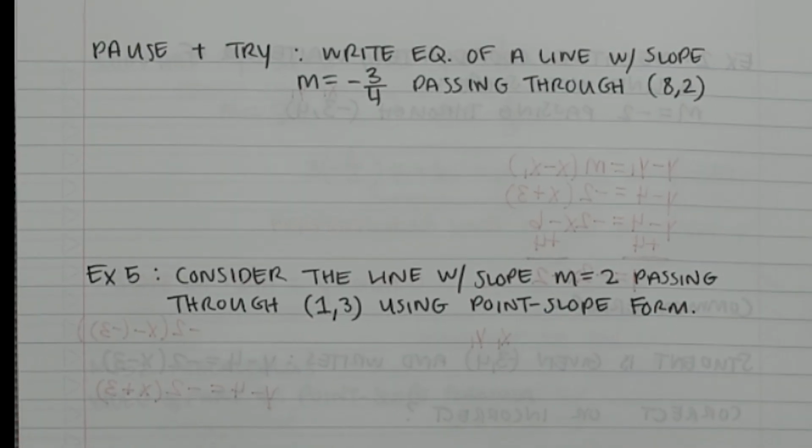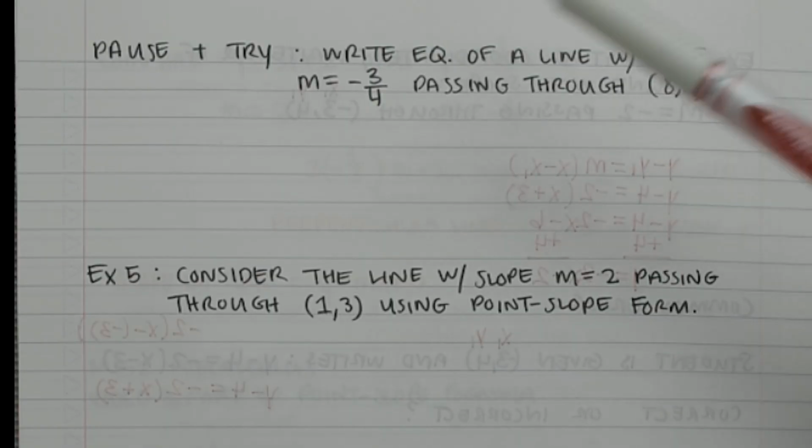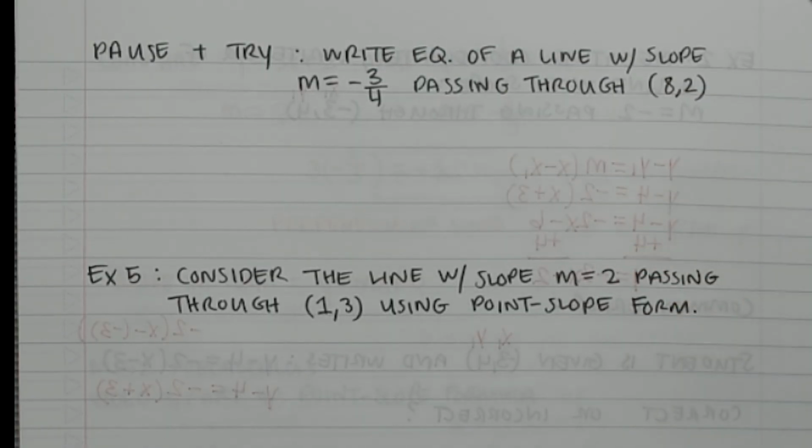Now I want you to pause and try this. The question says, write the equation of a line with a slope m equals negative 3/4 passing through (8, 2). Write your answer in slope-intercept form.